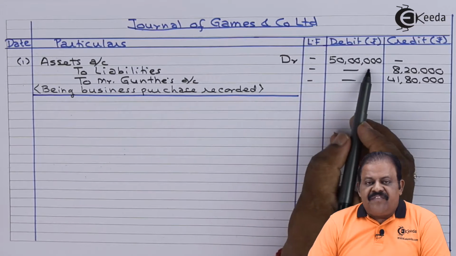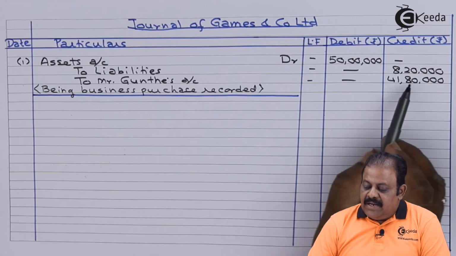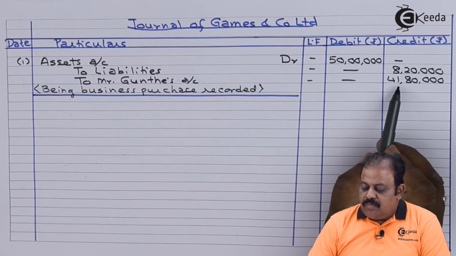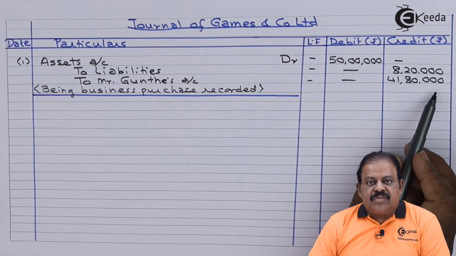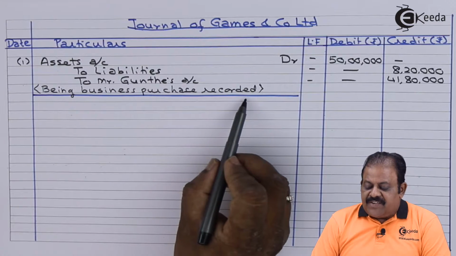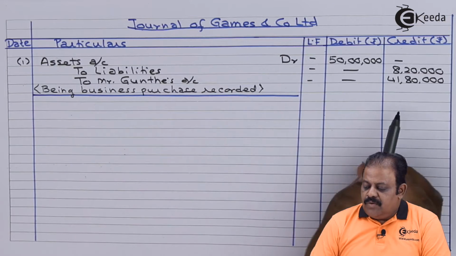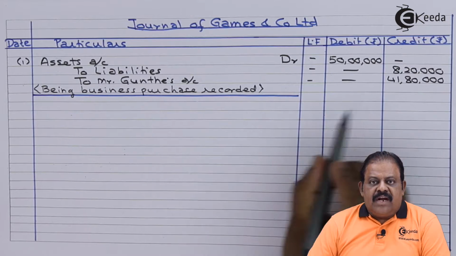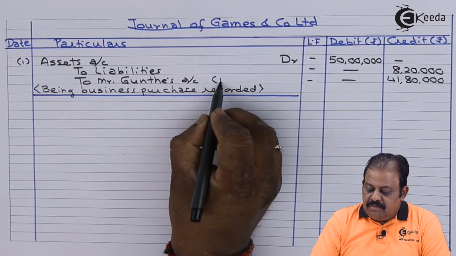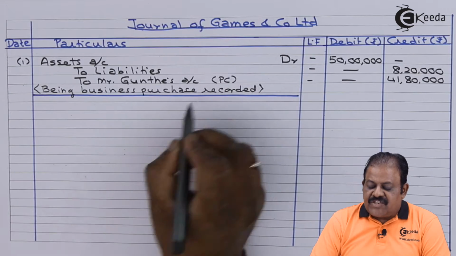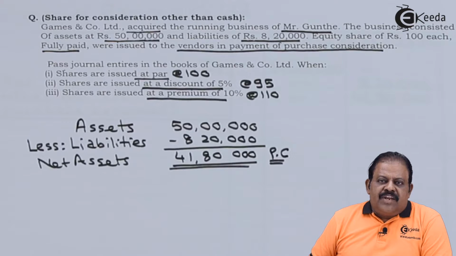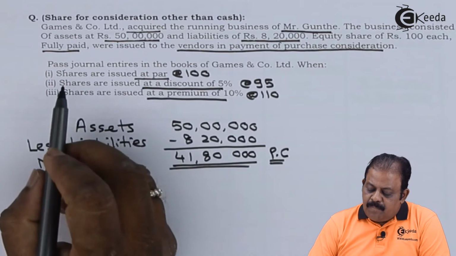Assets account debit 50 lakhs, to liabilities 8,20,000, to Mr. Gunthe's account 41,80,000, being business purchased recorded. We are required to settle this amount of 41,80,000. That is the amount of purchase consideration, that is price for the business purchased. Here three options are given.